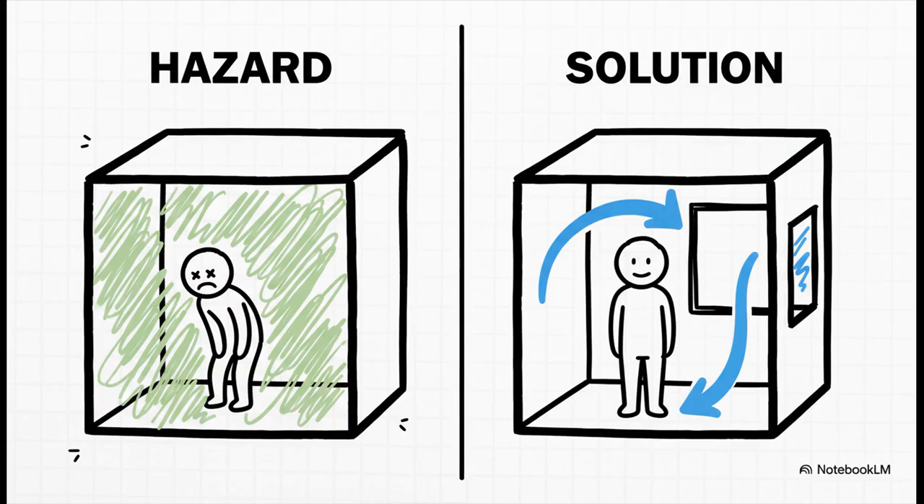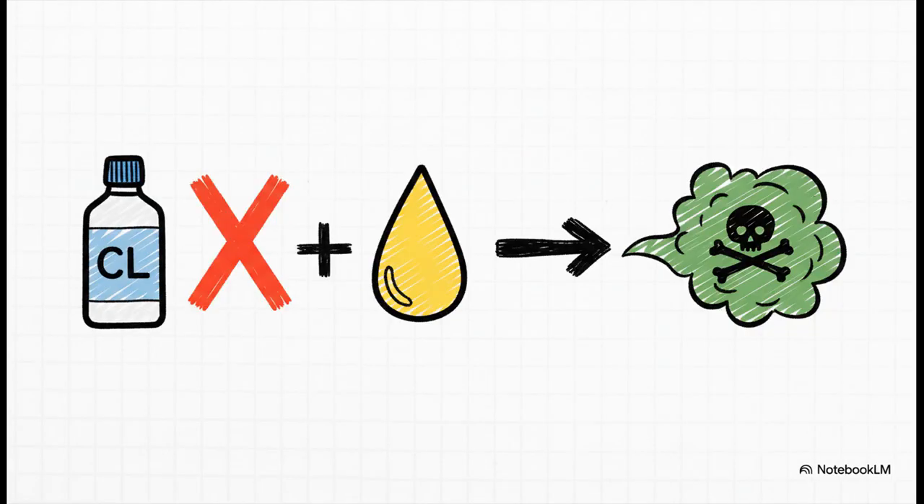The solution is straightforward but absolutely non-negotiable. You have to make sure the area is well ventilated before, during, and after you use it. And here's the second hazard. This one is a very specific chemical no-no. You must never, ever mix chlorine-releasing agents directly with urine. Why? Because that combination creates chloramine gas, which is highly toxic if you breathe it in. This means any protocol for cleaning up a urine spill has to be different to avoid this dangerous reaction.